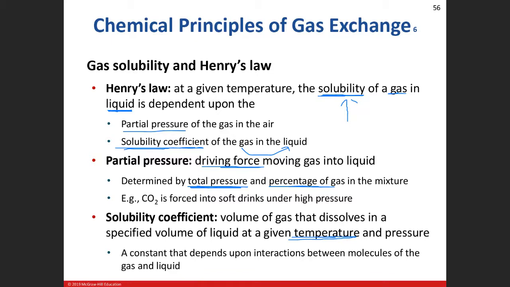You slow things down by cooling them down. It's going to slow the whole process down. So when we talk about the solubility coefficient, that's basically telling us how well a substance, in this case a gas, is going to be able to move into a solution. If you have a high solubility coefficient, it's going to become soluble quite easily. If you have a low coefficient, it's poor.